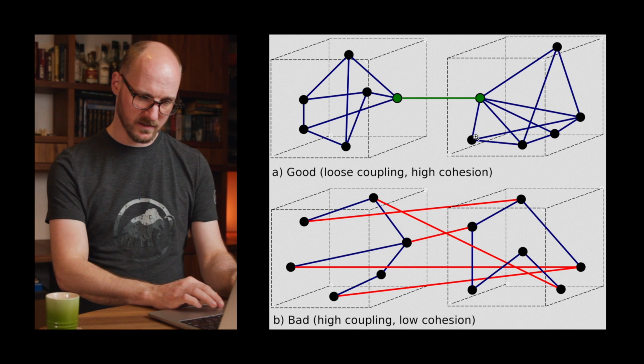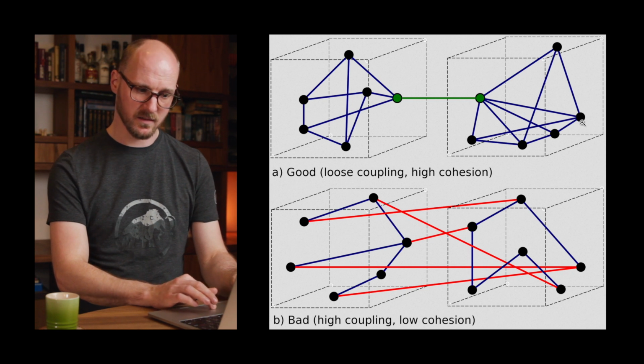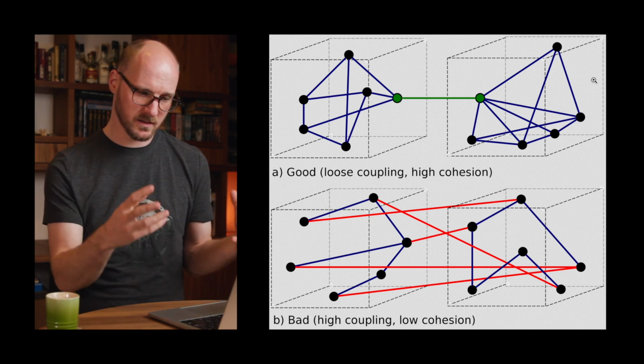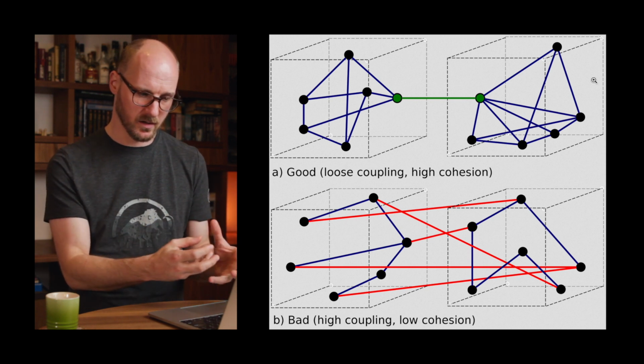High cohesion is that these dots really belong together. The grouping of these functions inside this class makes sense. They are related to each other. There's similar functionality. They achieve one task together.